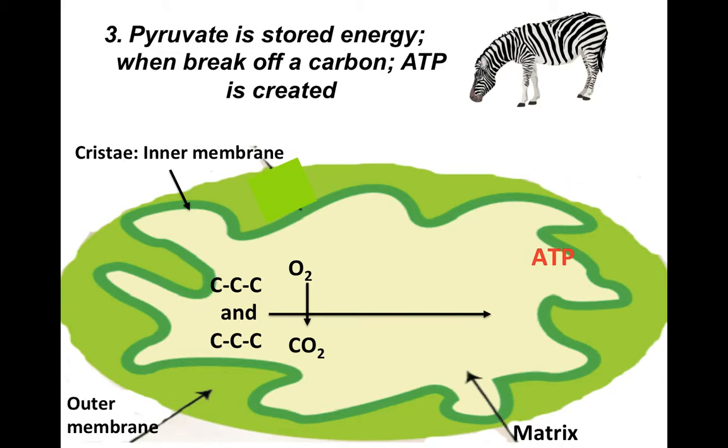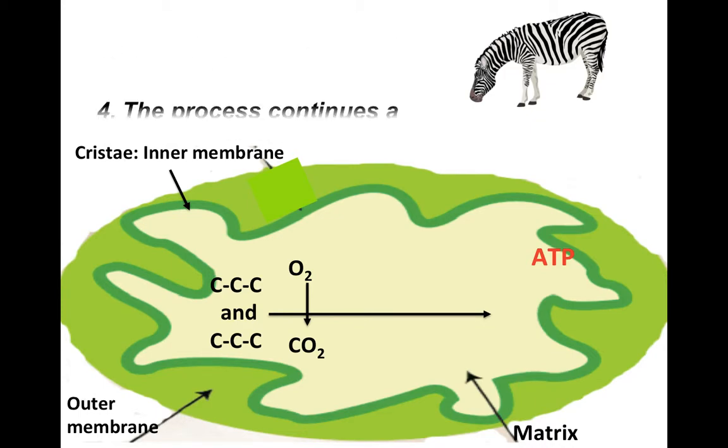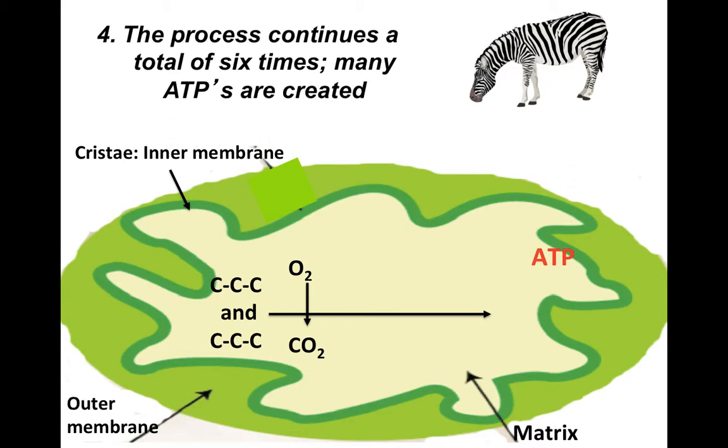Let's go to number 4. Let's put down that the process is going to continue a total of 6 times. Basically what we're going to do here is create a ton of ATP. Many, many ATPs are going to be created. So this is where the diagram's going to get a little crazy. Once you write that down, pens and pencils down.